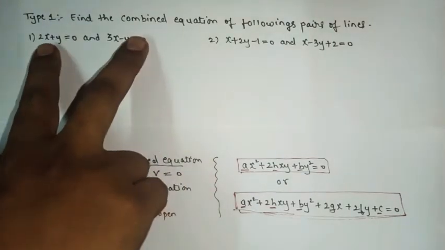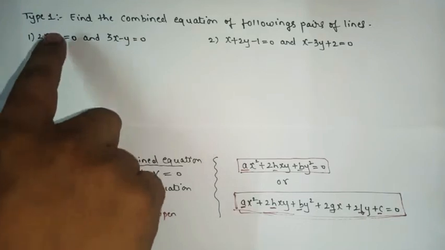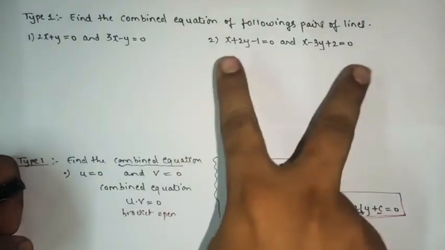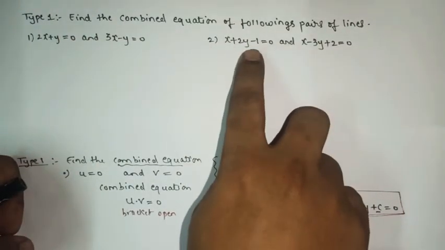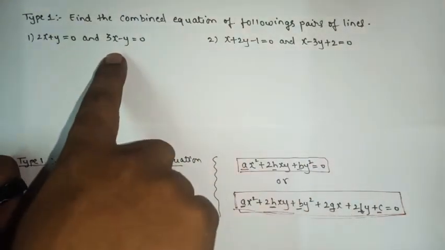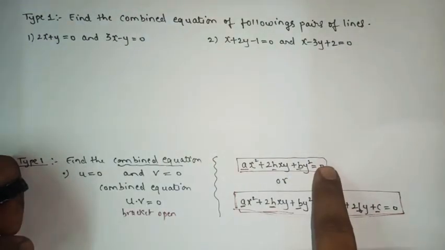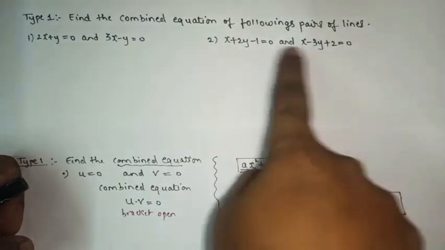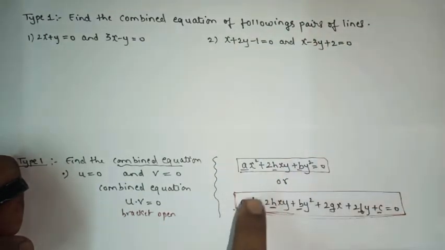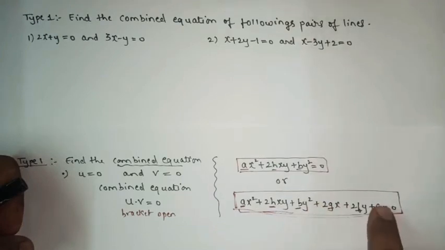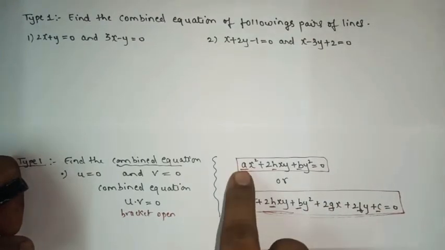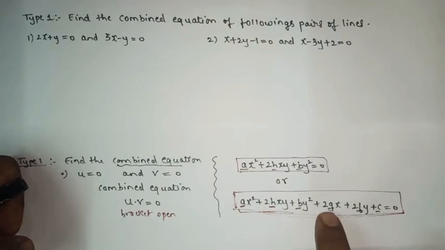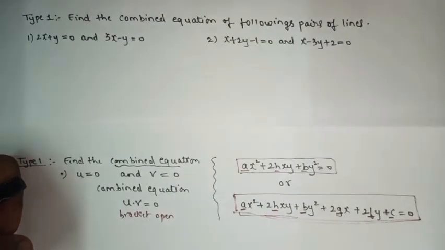Okay, can you see here we have two linear equations where the third term is missing. Here we have two linear equations but the third term is there. So whenever the third term is missing, you will get the answer of the combined equation in this form. When the third term is there, trinomials are there, and when you multiply this, you will get the final answer in this pattern. So here we know that a, h, b, g, f, c are the coefficients. Okay, got the point? Sure.